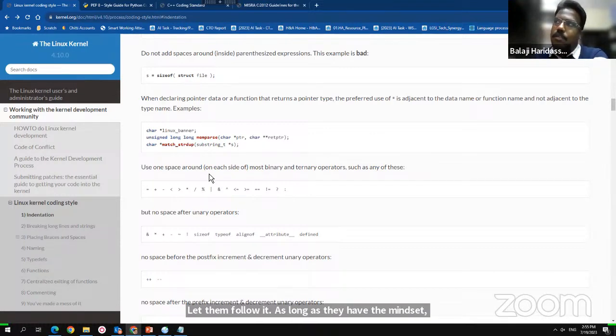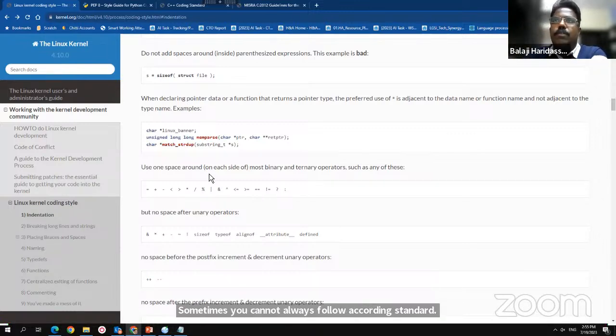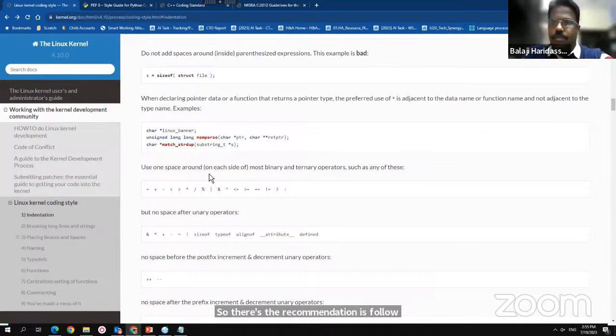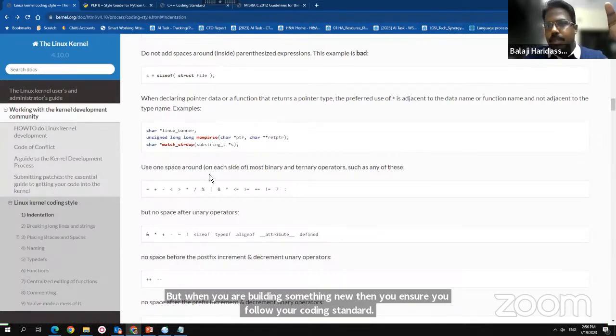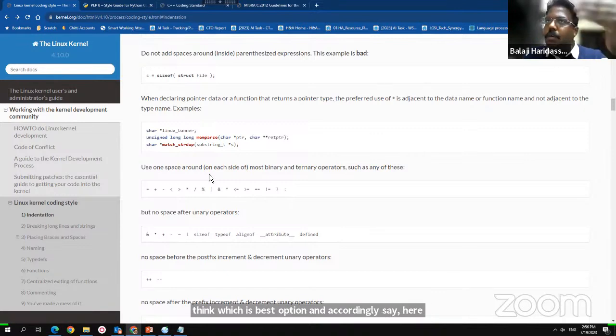As long as they have the mindset, they can easily switch to any other coding standard and stick to it. Sometimes you cannot always follow coding standard. Why? Some of the open sources, they don't follow standards. Then, the majority of their code will be without standard. You cannot write few functions with standard. No. So there, the recommendation is follow the same guidelines that is there as part of that source code. But when you're building something new, then you ensure you follow your coding standard. So there is no hard and fast rule. It is debatable. You think which is best option and accordingly say, here you don't use, here you use. And you can define your own policies for that. Okay, so that is what I would recommend.